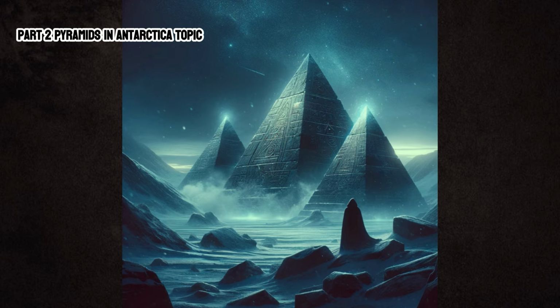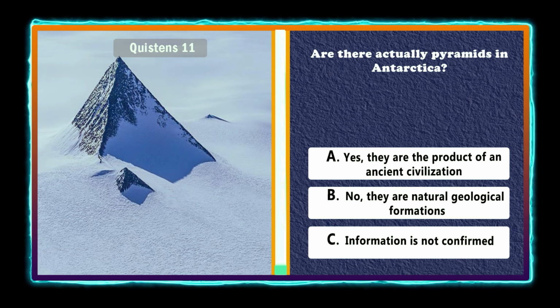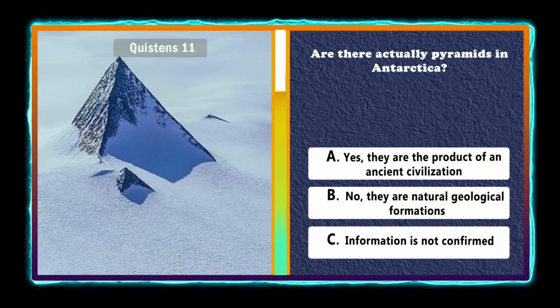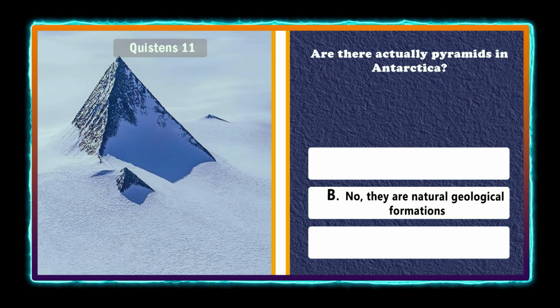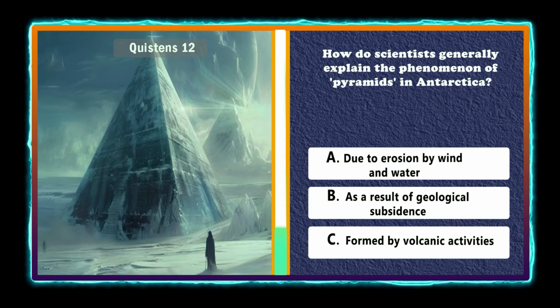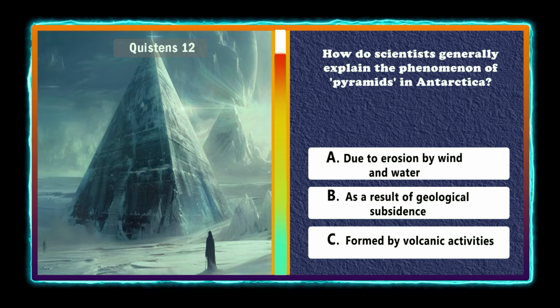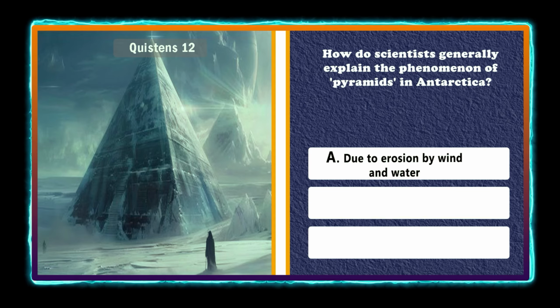Part 2, Pyramids in Antarctica topic. Are there actually pyramids in Antarctica? No, they are natural geological formations. How do scientists generally explain the phenomenon of pyramids in Antarctica? Due to erosion by wind and water.